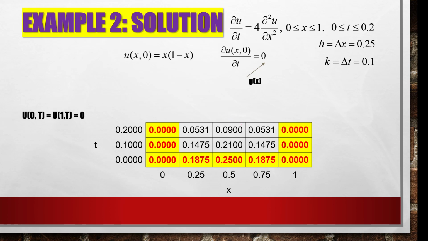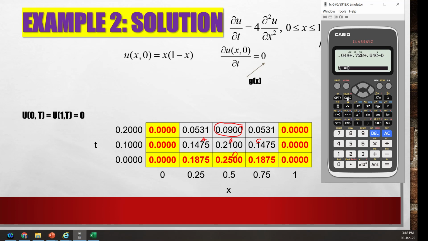To calculate, this is U21. I just put this is A, this is B, this is C, this is D. So calculate again. A now becomes 0.1475, B is 0.21, C is 0.1475, D is 0.25. So you get 0.09.